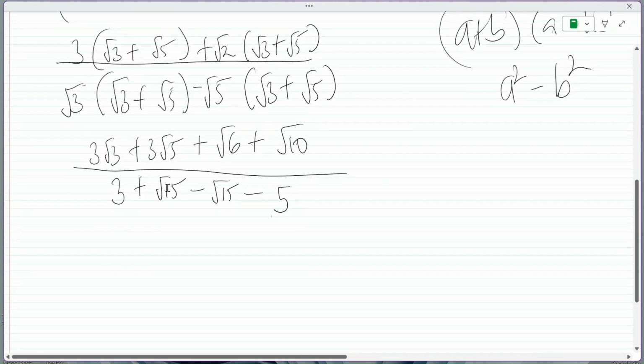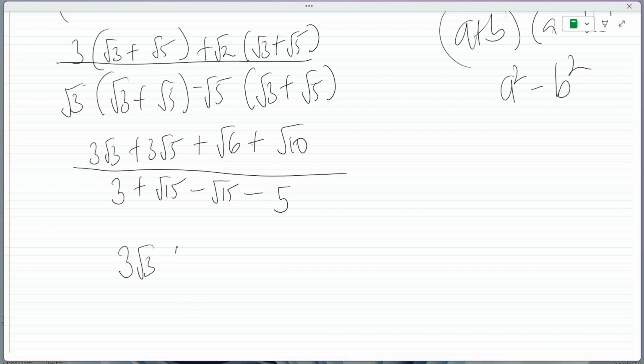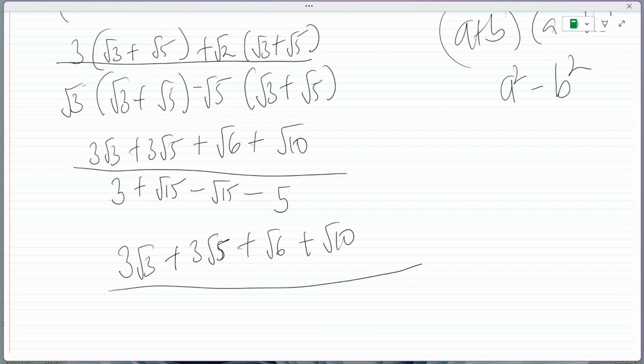Next, we work with the numerator. Do we have like terms? I don't think so. Can we also break them down from the single form to the basic form? I don't think so, because neither root 6 nor root 10 has a perfect square greater than 1 in it. So we leave our numerator as 3 root 3 plus 3 root 5 plus root 6 and root 10. There are no like terms. So at the numerator we have 3 root 3 plus 3 root 5 plus root 6 plus root 10 over.